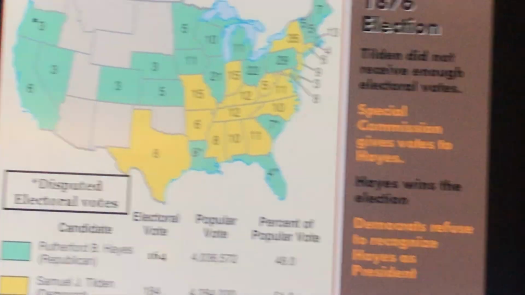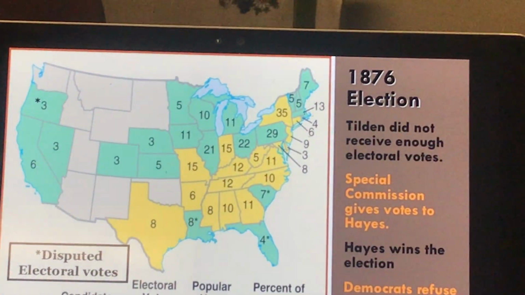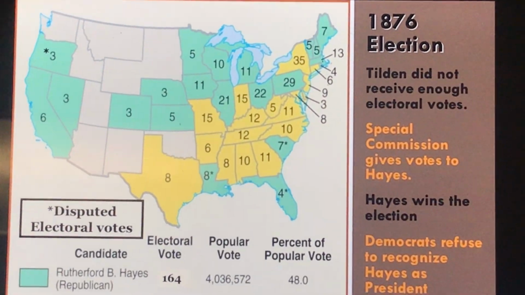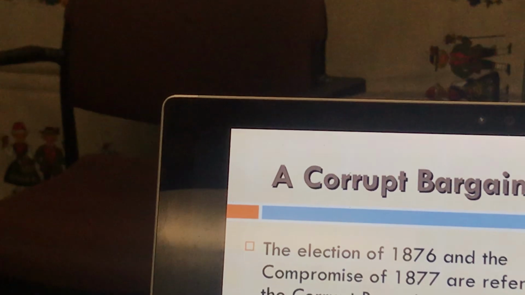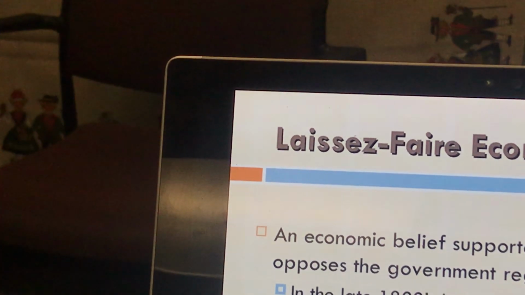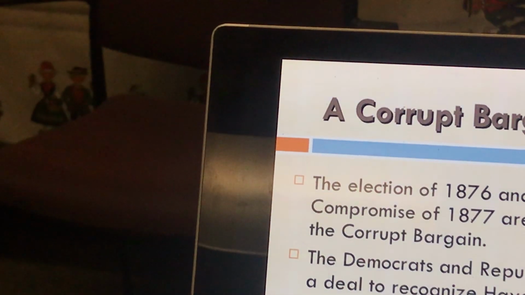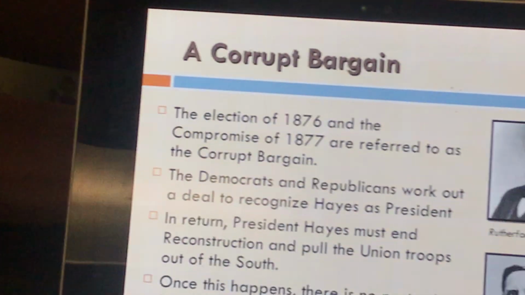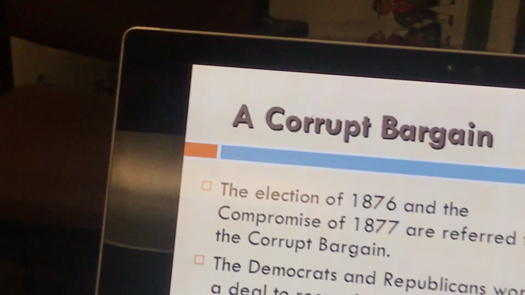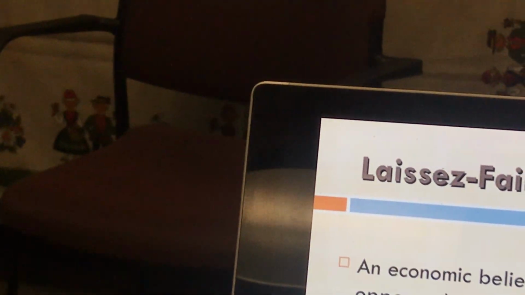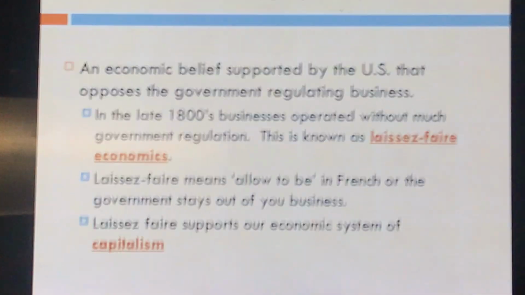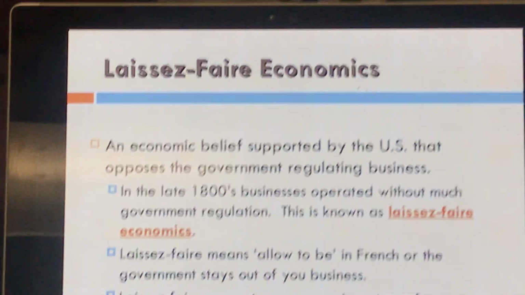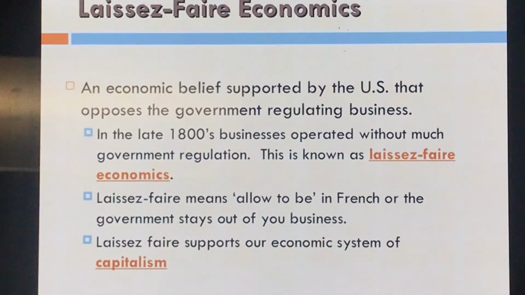The 1870s, we're going all the way back to the 1876 election, talking about Hayes. I'm going to skip this part. This is going over that deal that was put forth for the end of Reconstruction and for the election of the president.